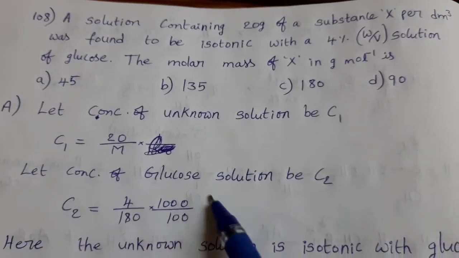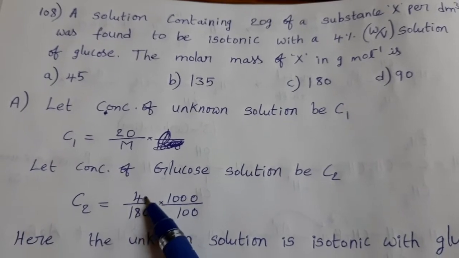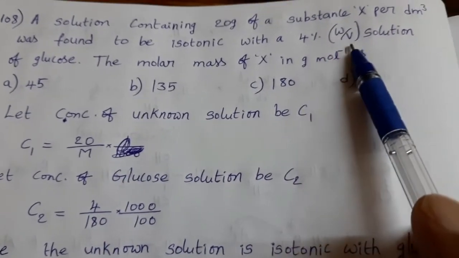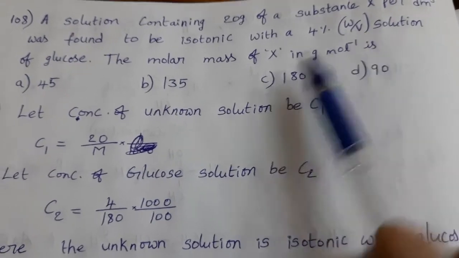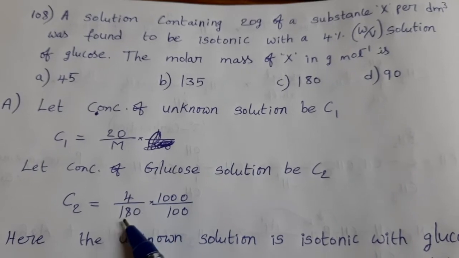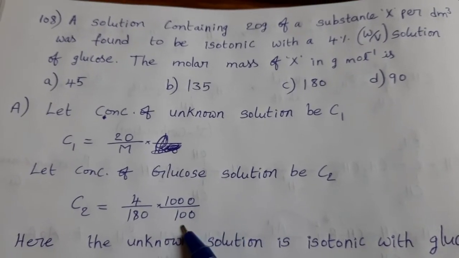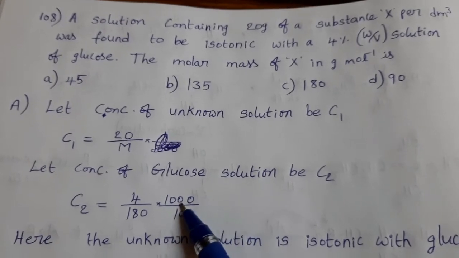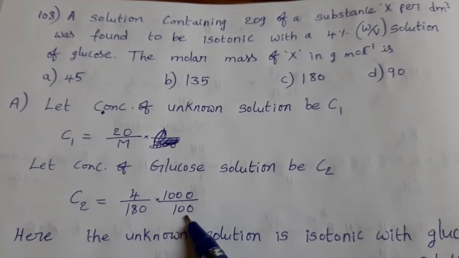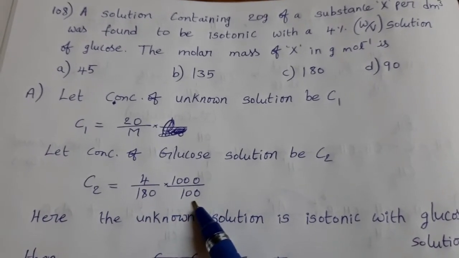Let the concentration of glucose solution be C2. C2 equals given mass of glucose. 4% means 4 grams of glucose present in 100 ml of the solution. Therefore, given mass of glucose 4 divided by molar mass 180, into 1 by 100, and in the numerator we have to multiply with 1000 because volume is given in milliliter. So this is the concentration of glucose solution.